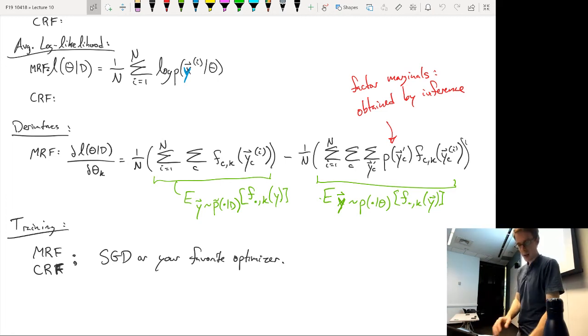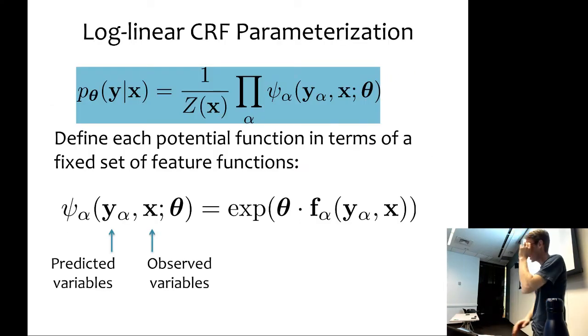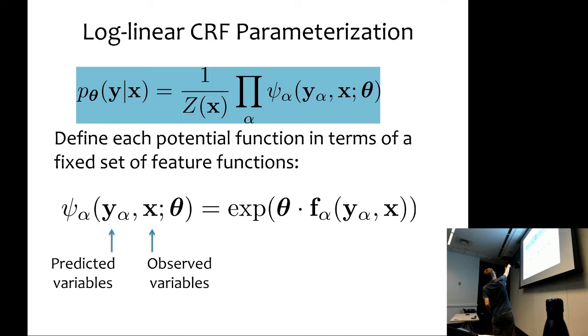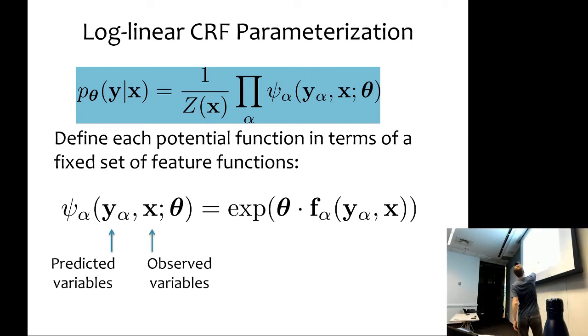Okay, so now let's think about what it would look like to make this model conditioned on some x. We want a conditional distribution, p of y given x. Just as before, we're going to define our potential functions as a function of y_alpha and x. But this time, remember that x is conditioned on. So for every single feature function f_alpha, we can have it depend fully on all of x.